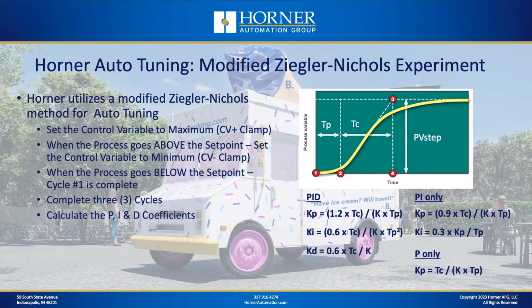While it's been doing that, it's been taking some timings, timing how long certain things have taken. It's also been taking some values. Then, after the end of those 3 cycles, it's going to use the timings and the values that it has gathered and plug them into the algorithms you see at the bottom right, and it's going to come up with the first best guess at the proportional, integral, and derivative coefficients. So that's what happens if you use the auto-tuning approach in a Horner product with Ziegler-Nichols.